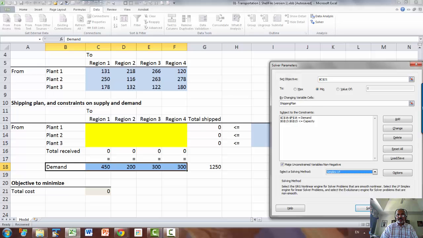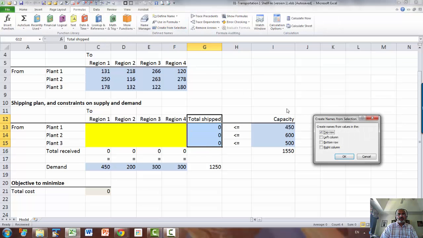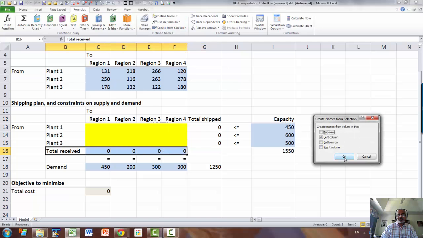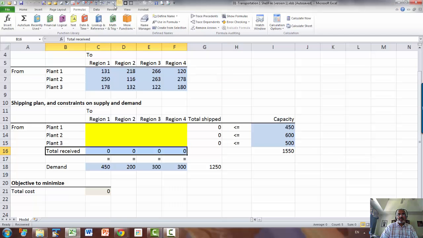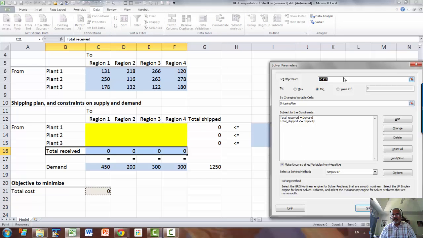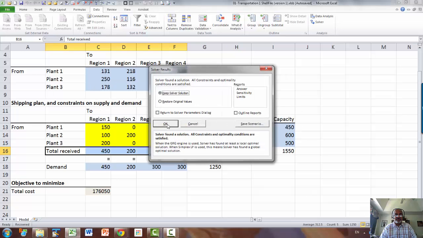Let's go back and name these two. That should be total shipped. This is total received. Now we'll go back into solver, and we have the constraints and the objective function. Now solve. So we have a solution.